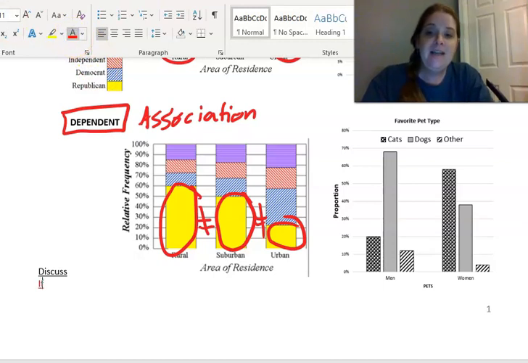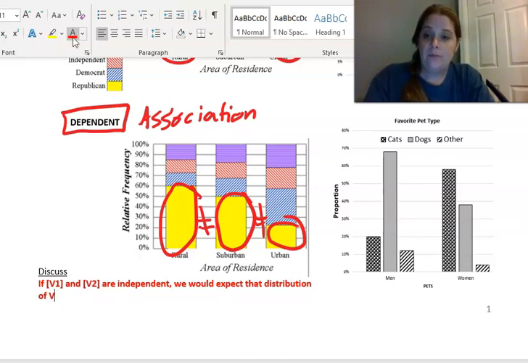Okay, so I'm going to say if variable 1, political party, whatever, and variable 2, and you would put those in context, you'd use real words, are independent, we would expect that the distribution of variable 1 would be the same for each variable 2.